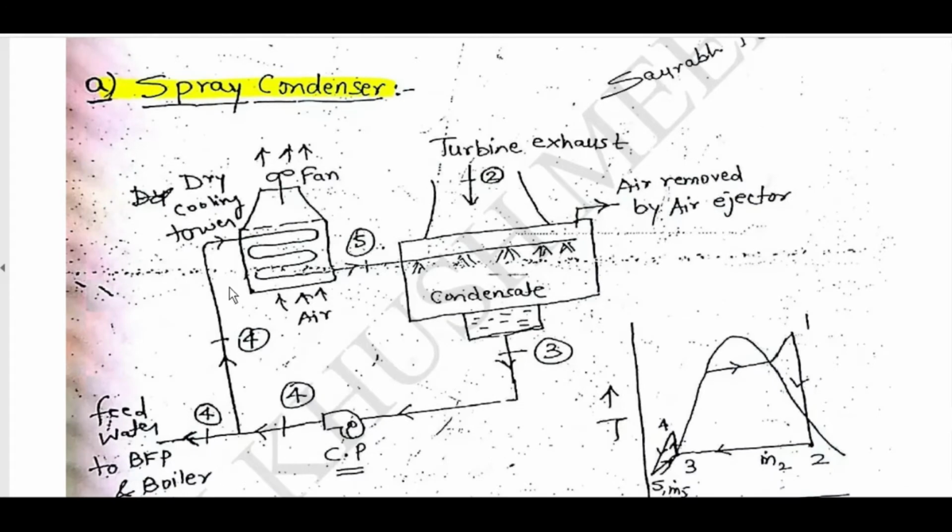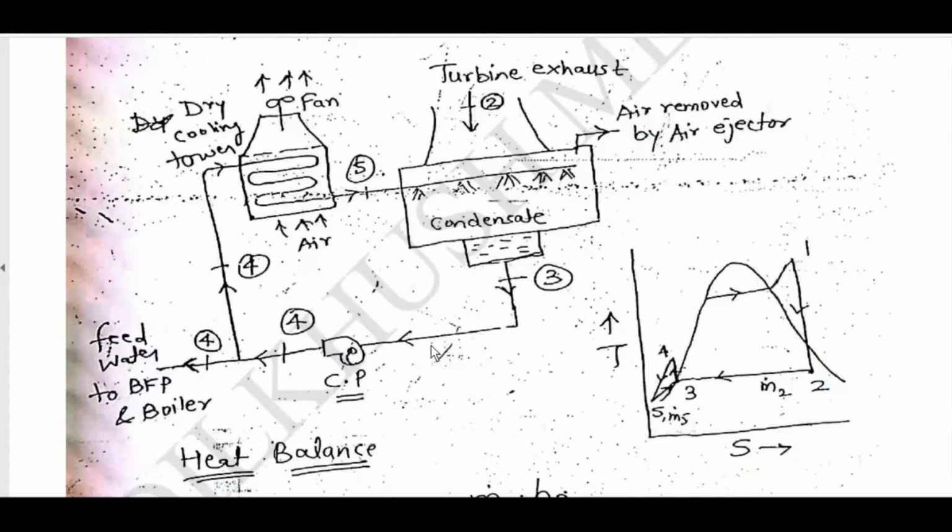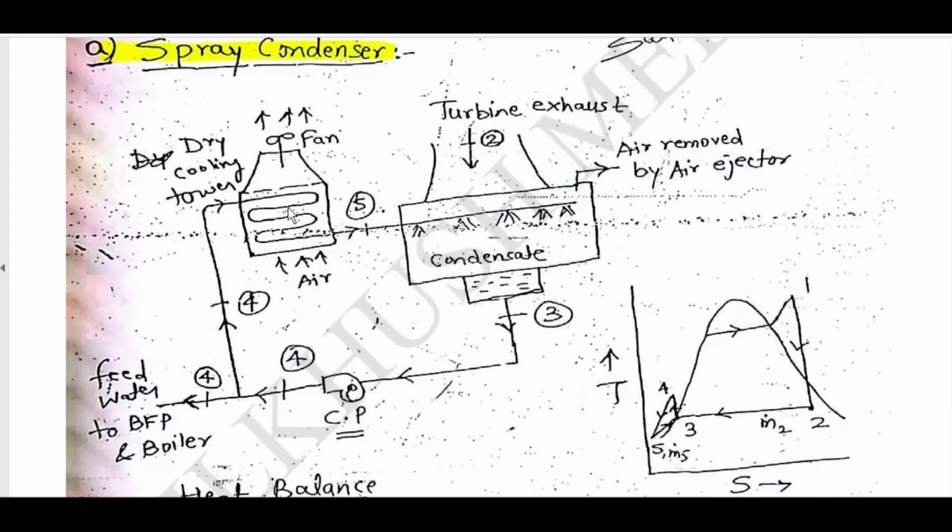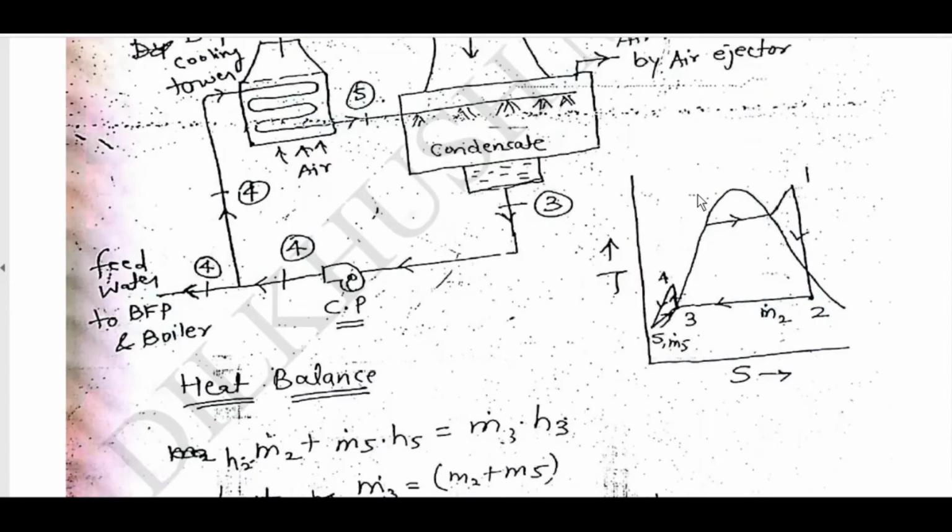Spray condenser, feed water for dry cooling tower, fan heat rejected, then goes to turbine exhaust condensate, air removed by air ejector.